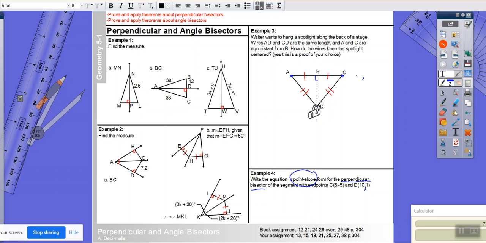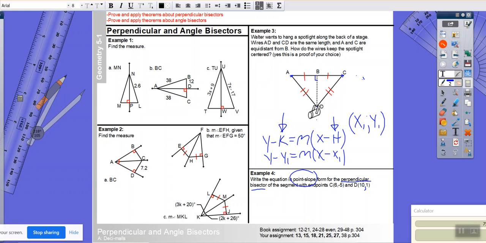Okay, so point slope form: y minus k equals m times x minus h. Yeah, you're doing good. In a lot of textbooks, you'll see it written this way, where you have a point x1, y1. But you're right. I preferred using two different letters.